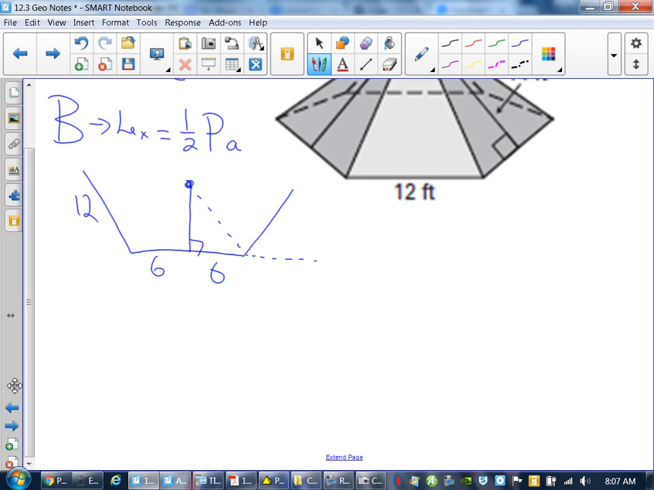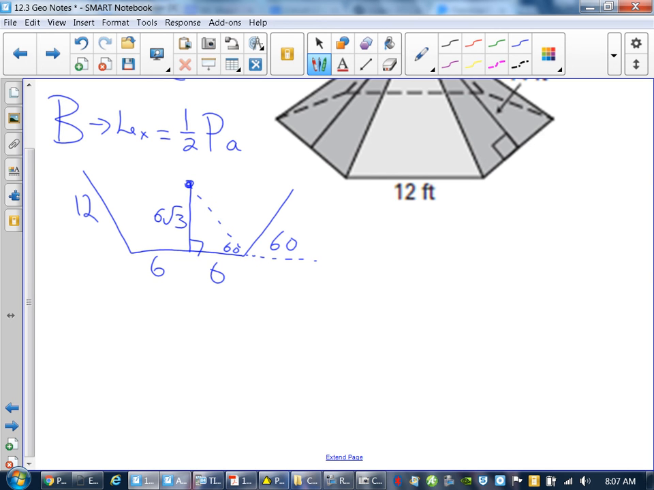What's the outside angle in a hexagon? Maybe if you use some math, you can figure it out. It's 60. That gives you 120, which gives you a 60 here, which means you have a 30, 60, 90 triangle inside a hexagon. Opposite 30 is a 6, opposite 60 would be a 6 root 3.